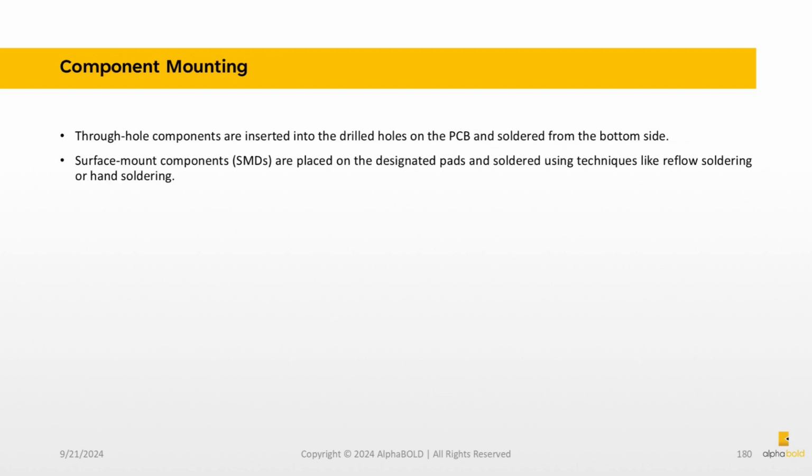Component mounting. Through-hole components are inserted into the drilled holes on the PCB and soldered from the bottom side. Surface mount components, SMDs, are placed on the designated pads and soldered using techniques like reflow soldering or hand soldering.